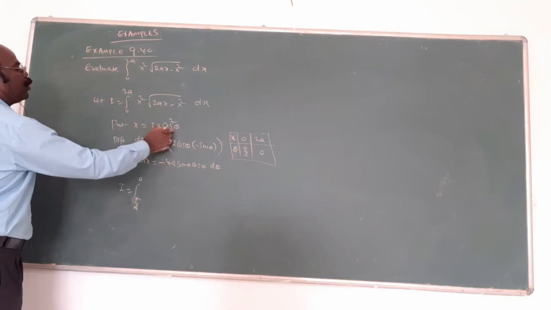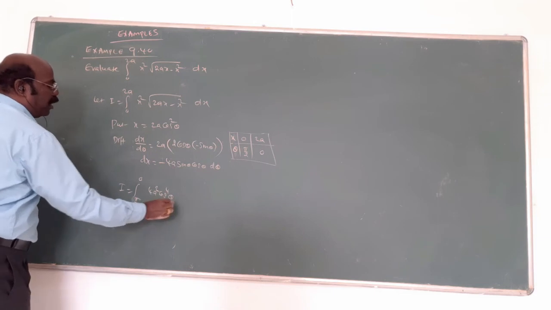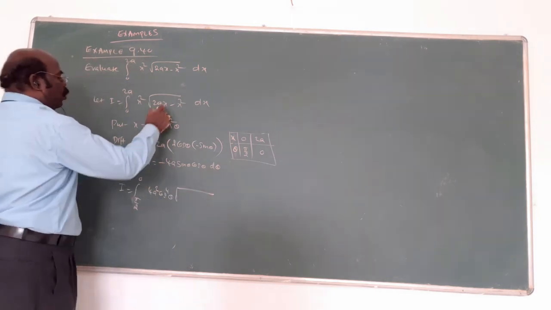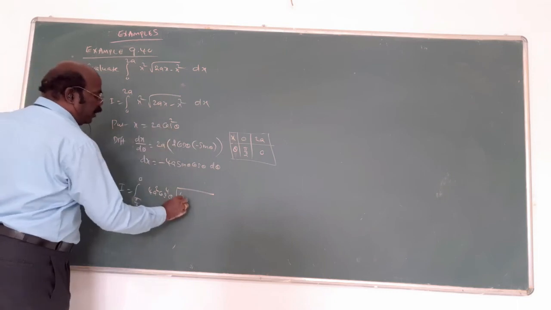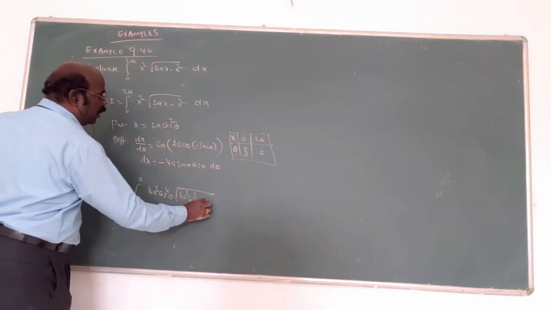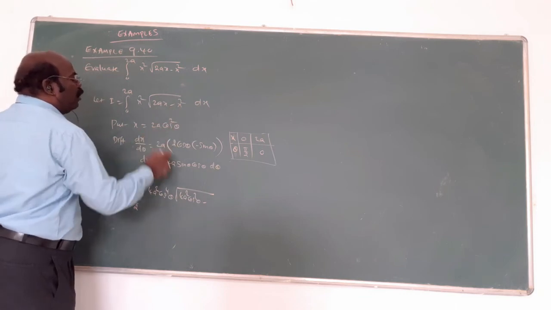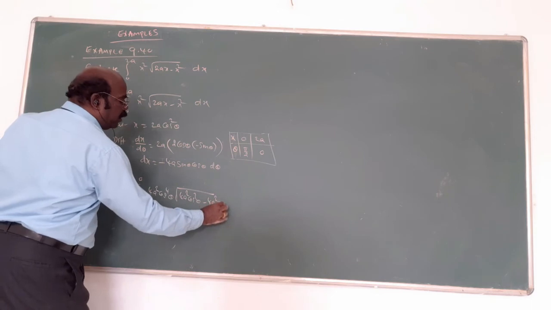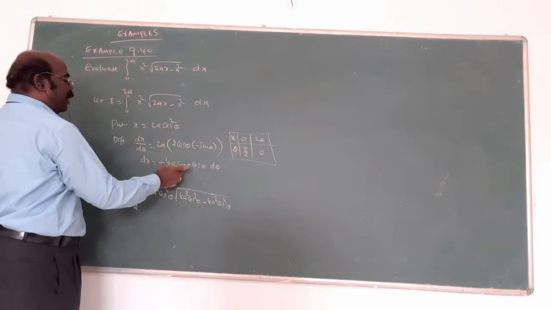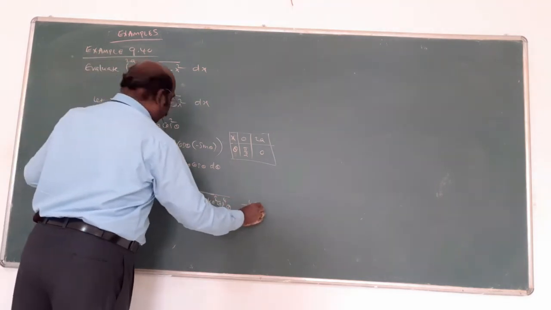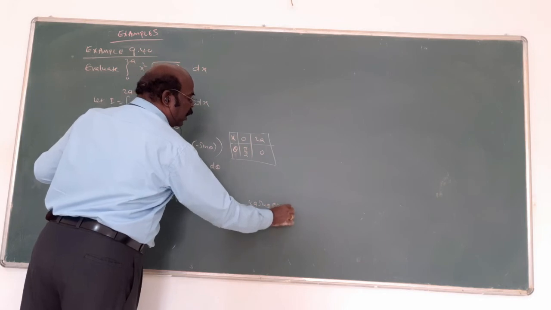Now x square: the square of this is 4a square cos 4 theta. Inside the square root, 2a into x, and x is 2a cos square theta. Multiply both, 4a square cos square theta, and minus x square is 4a square cos 4 theta, into dx, which is minus 4a sin theta cos theta d theta. Okay?